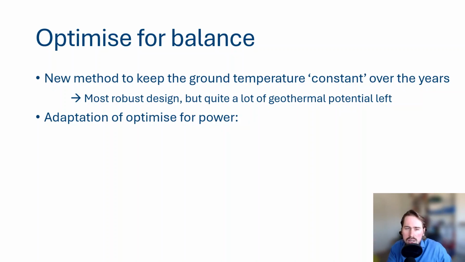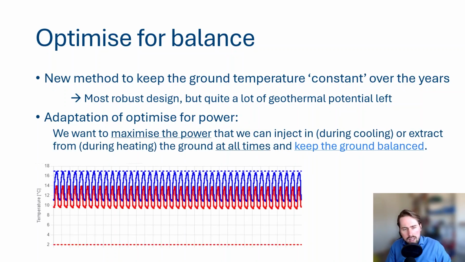So for the methodology itself, we chose an adaptation of the Optimise for Power methodology. There we had the objective that we want to maximize the power that we can inject during cooling or extract from the ground during heating at all times. But now we have an extra condition, namely that we want to keep the ground balanced. This is typically a profile you will see when you optimize for balance: you will reach one limit and then the ground will stay balanced. So it's actually the Optimise for Power with that slight difference.